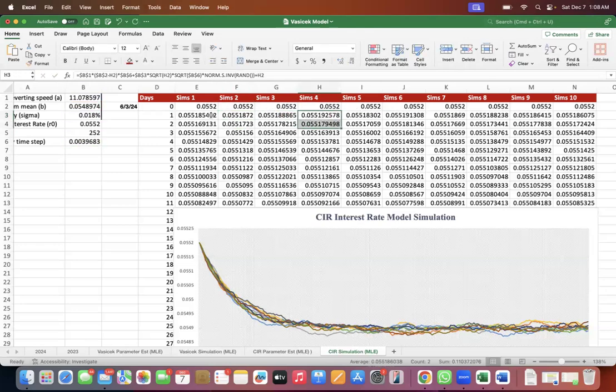Now you might be thinking, if the formulas are the same, and even if we are starting from the same value, why are these numbers different, right? You might be thinking this.